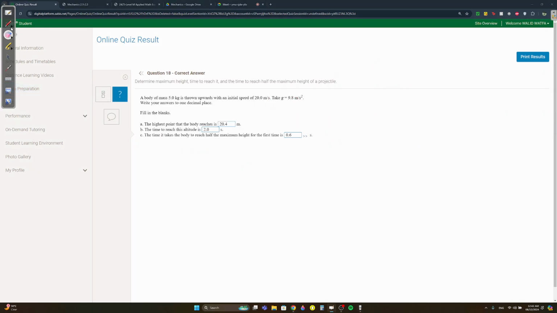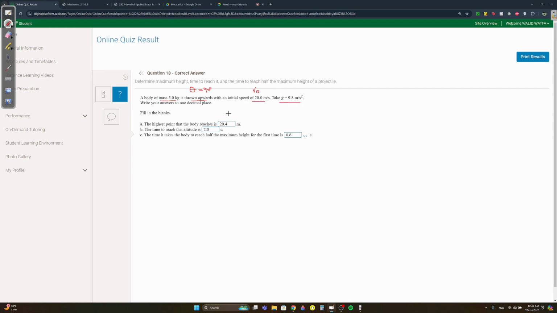Last question. Honestly, I was very confused about this one, but then I got it. They said a body of mass 5 kilos is thrown upwards. Remember when we said thrown horizontally, theta was 0. Now when it's thrown upwards, theta is 90 degrees. It's thrown vertically upwards, with an initial speed of 20 meters per second, v naught, take g equals 9.8.